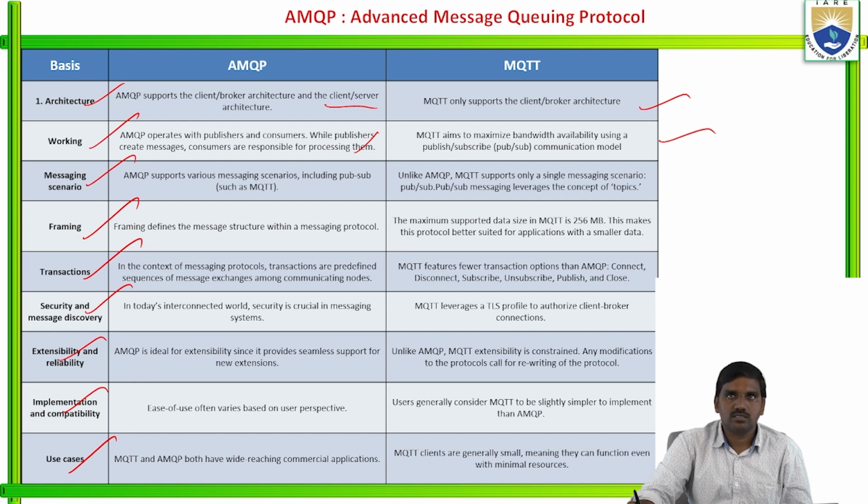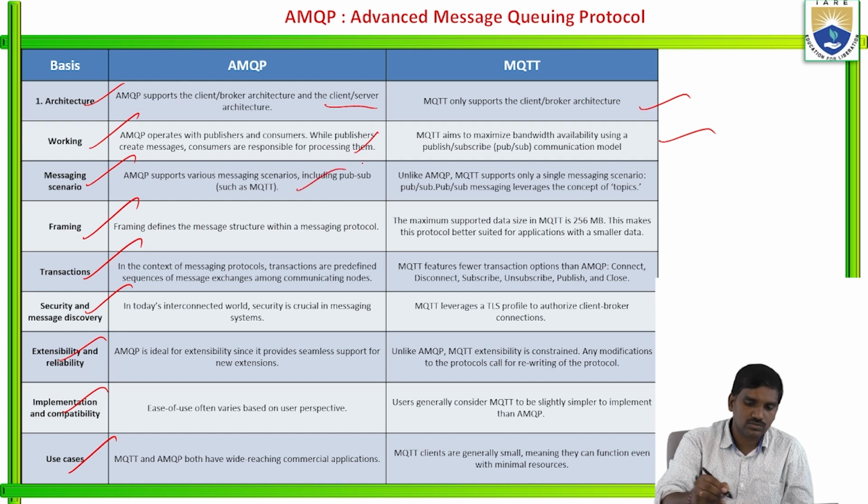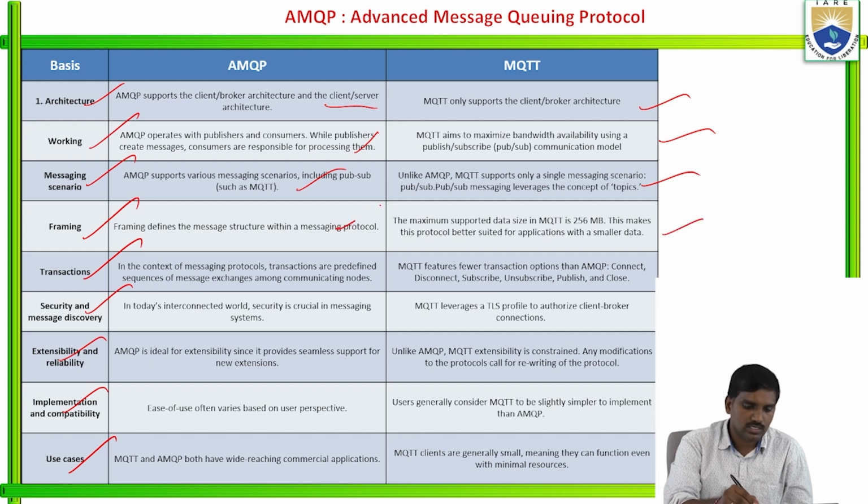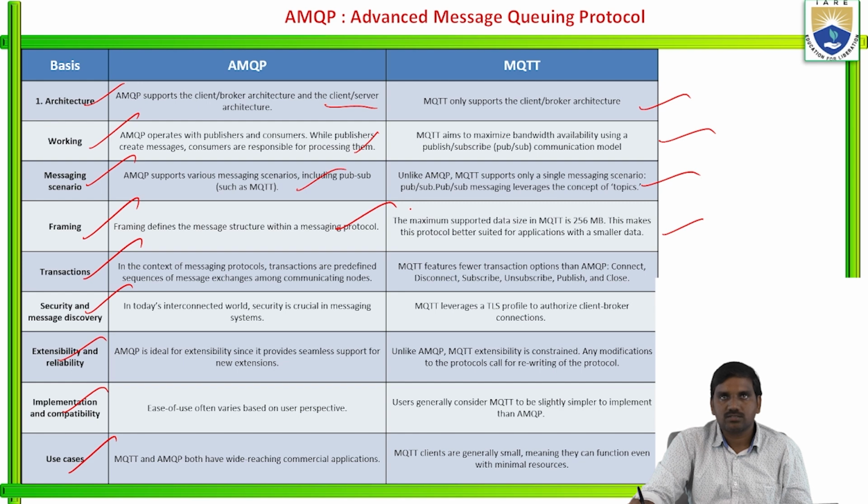Message scenario: AMQP supports various messaging scenarios including publish subscribe messaging scenarios. It is the same. And framing defines the framing structure within a messaging protocol. The maximum supported data size is 256 MB only. That is the framing. For transactions, messaging protocol transactions are predefined. That is in AMQP. MQTT has fewer transaction features than AMQP.